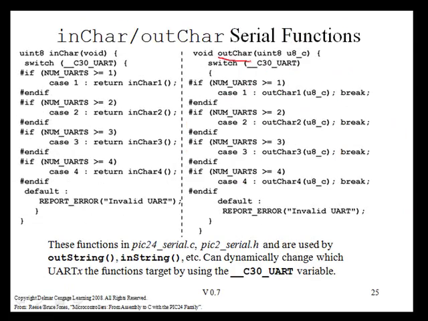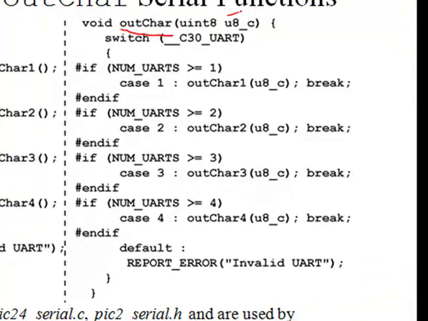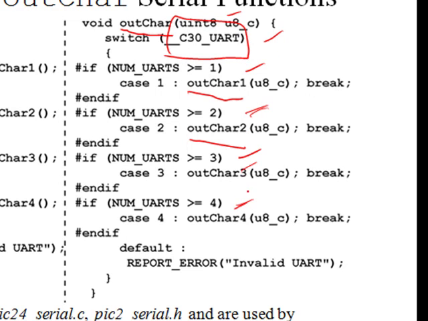In your code, you've been using the outchar routine to output a single character. What this is doing is simply saying there's an internal variable that sets the default UART, and the default UART for our particular PIC-24 is going to be UART1, so it's going to end up calling the outchar1 function. If there were multiple UARTs on the PIC-24, then you could use these functions here, outchar2, outchar3, outchar4, to write characters to the other UARTs.